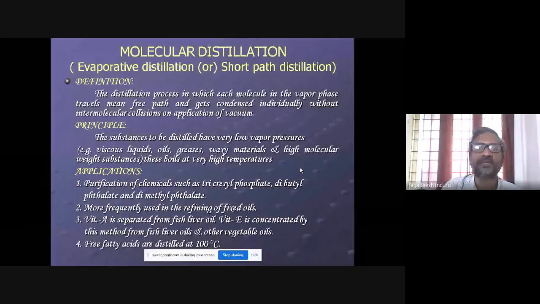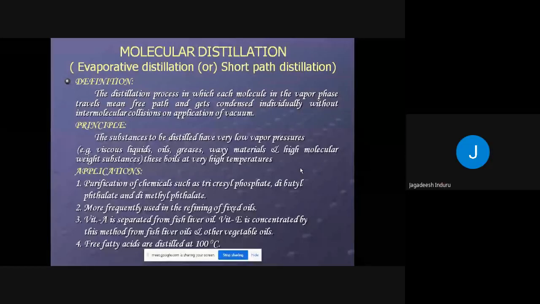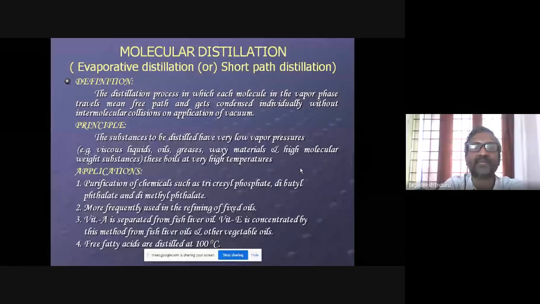Mean free path means the distance traveled by the molecules without collision with each other. Whatever distance we need to calculate is the distance over which we make the condensation take place. So this is actually a basic principle. The substance to be distilled has a low vapor pressure.